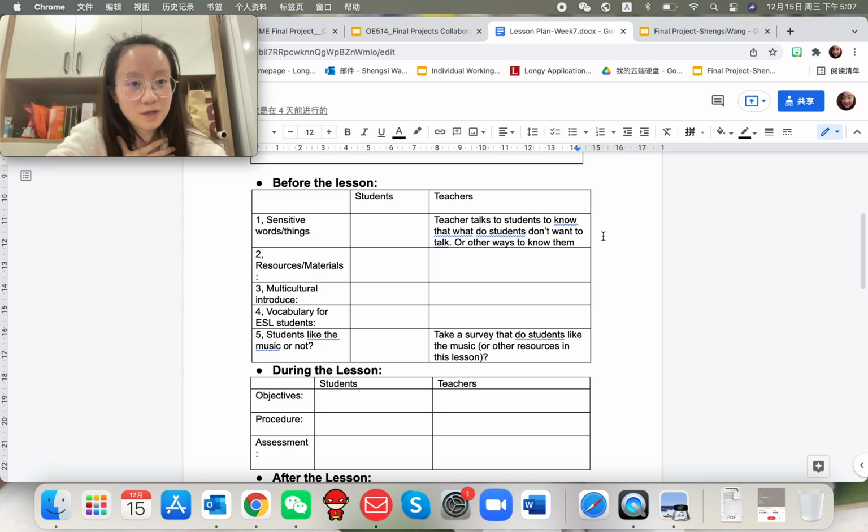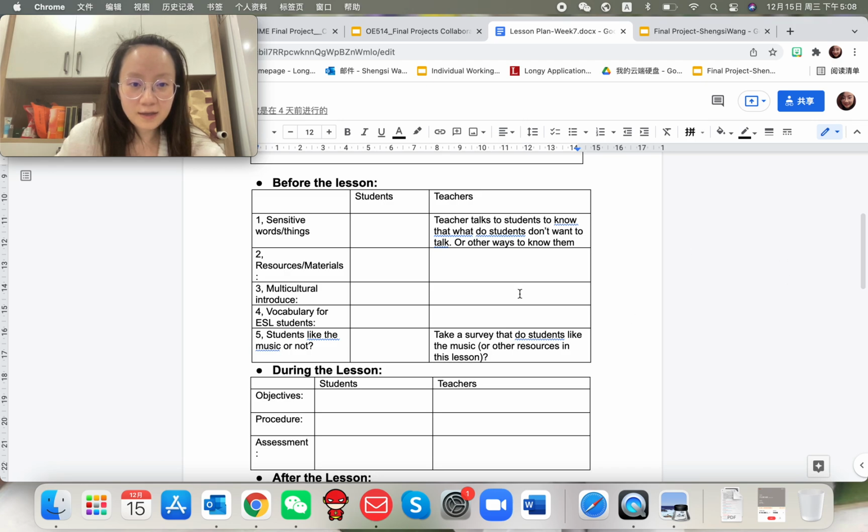For example, when I was a very little girl, my parents were not around me. I mean, I grew up with my grandparents. So I missed my parents very much. So in the classroom, when the teacher says mothers or fathers or something like that, I would be very sad, because I missed my parents very much at that time. So I think we should avoid things like that.